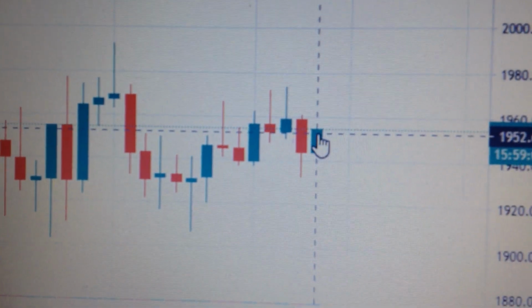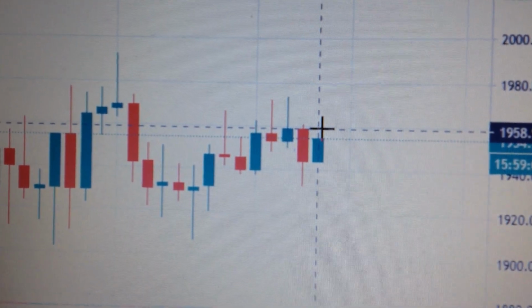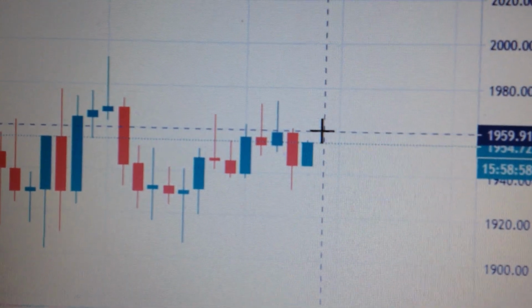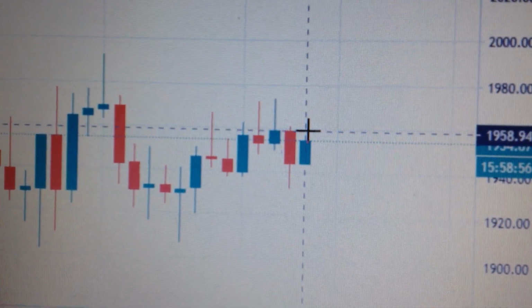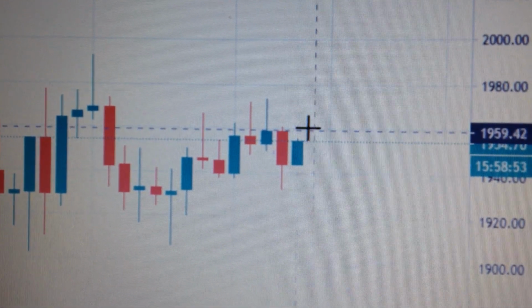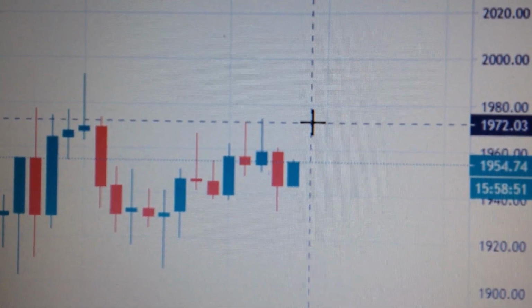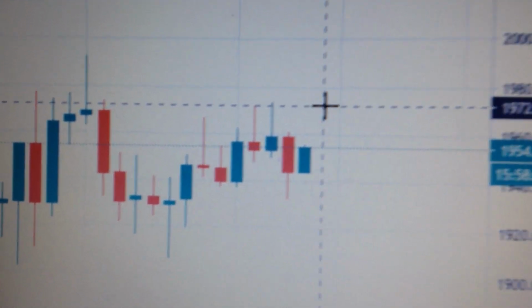So we can see the next level of resistance is up here. It's just at the top of this red candle. And also, if it can break out, the next level of resistance is here. It's the top of the previous two candles.